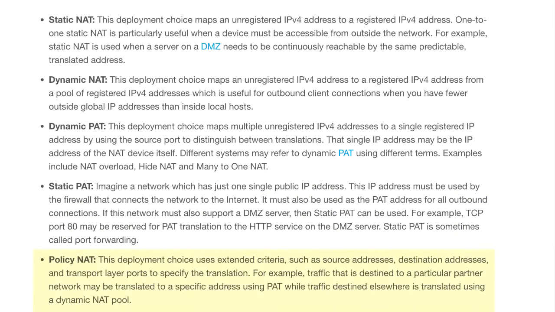Finally, policy NAT uses extended criteria such as source address, destination address, and transport layer ports to specify the translation. For example, traffic that's destined for a particular network may be translated to a specific address using PAT, while traffic elsewhere is translated using a dynamic NAT pool. For further example on NAT and the configuration options, refer to cisco.com and the ASA NAT configuration examples.